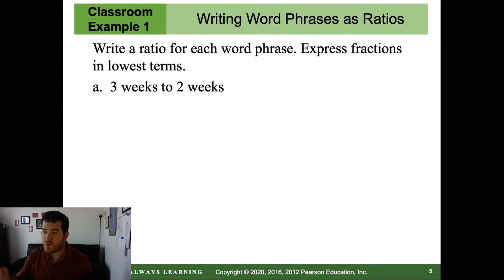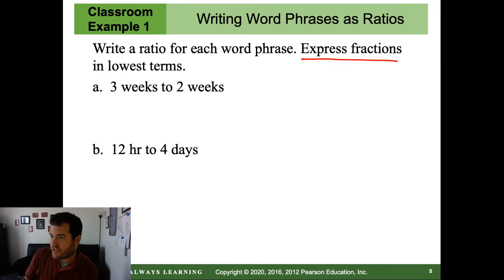For this one, I just have a classroom example. I'm not going to do the teacher example as well. It says to express fractions in the lowest terms. I'd love to write these all three ways, just to get a little practice. Here we have 3 weeks to 2 weeks. Here we're comparing wholes to wholes, and because our weeks are the same in both, we can just write it as 3 to 2 in colon form. We can write 3 to 2, or we can write it as 3 over 2.